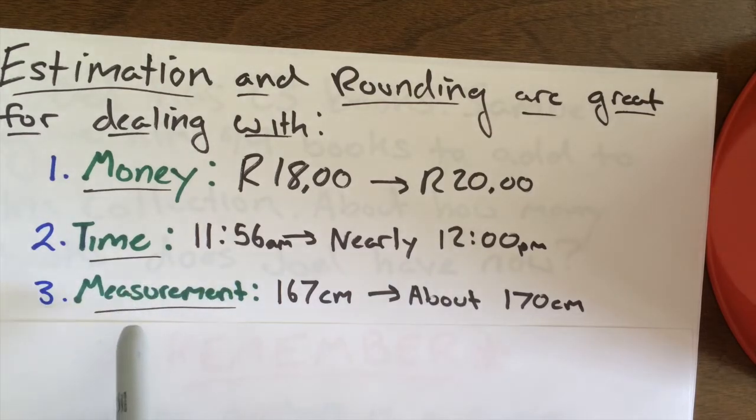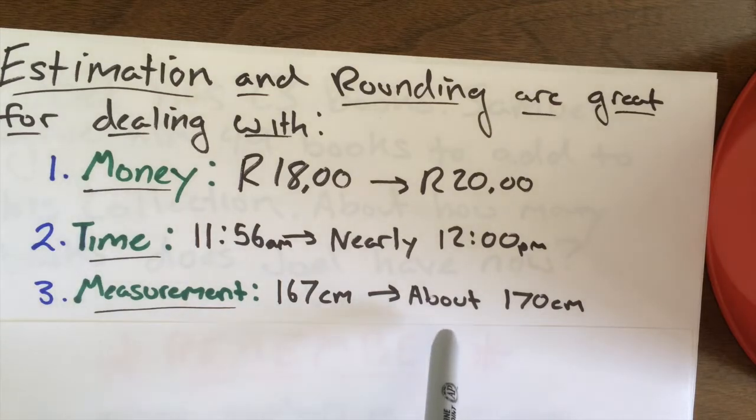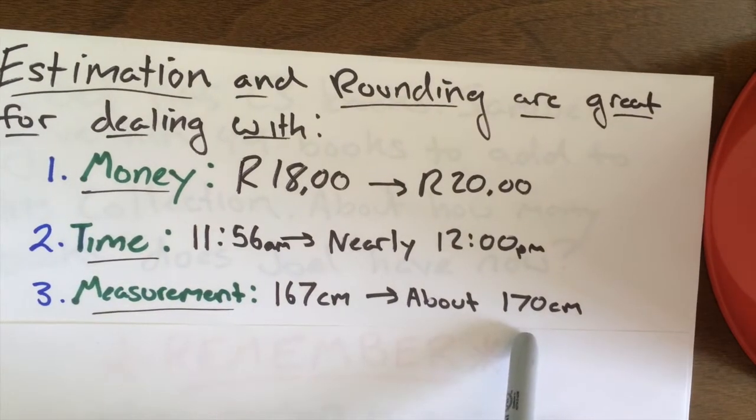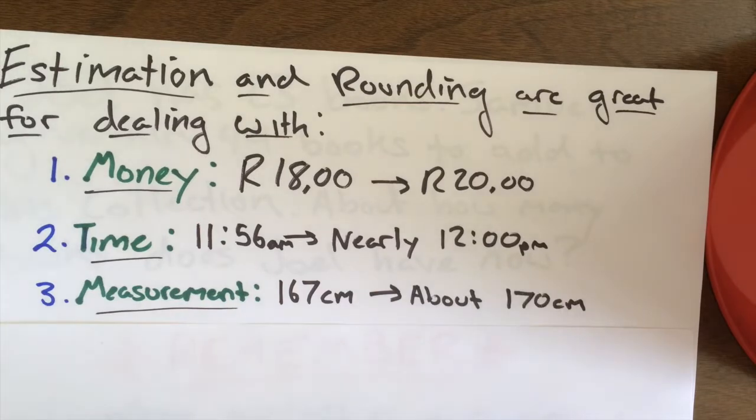We can also use estimation and rounding with measurement. Instead of saying that we have an item that is 167 centimeters long, we can actually just say that item is about 170 centimeters. We can round 167 up to 170 centimeters. However, 170 centimeters is not the same as 167 centimeters. So you have to be clear. If you want an exact measurement, you have to use the original number.